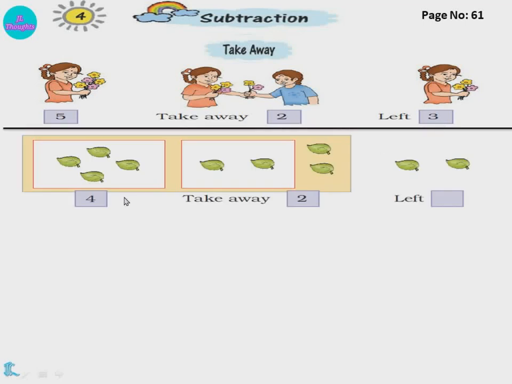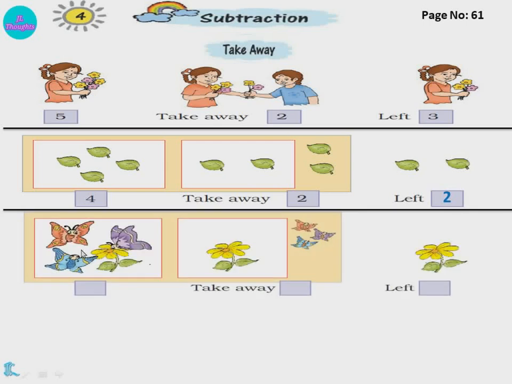So let's see the next one. 1, 2, 3, 4. How many leaves? 4. Take away. How many leaves have been taken away? 1, 2. 2. Then how many are left? 1, 2. Next. Butterflies. How many butterflies are here, children? 1, 2, 3. So in this box you will write 3. How many flew away? 1, 2, 3. So 3 butterflies were there. 3 butterflies flew away. Then are there any butterflies near the flower? No. Then we call it 0.